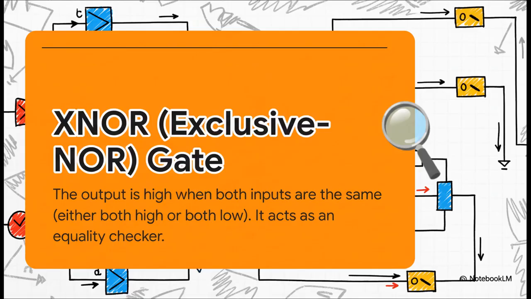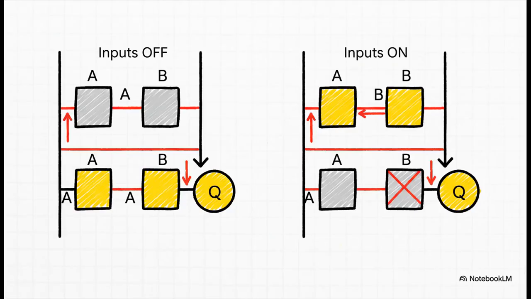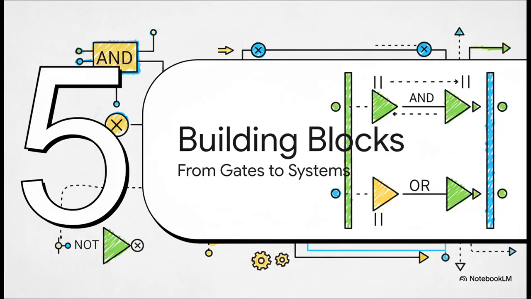And the flip side of the XOR is, you guessed it, the XNOR gate, exclusive NOR. It does the exact opposite. This gate is all about checking for sameness. The output is high only when both inputs are identical. So either they're both on or they're both off. You can think of it as an equality checker.